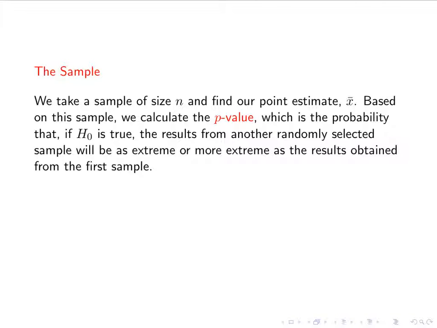Example. We take a sample of size n and find our point estimate x bar. Based on this sample, we calculate the p-value. The p-value is the probability that, assuming h0 is true, the results from another randomly selected sample will be as extreme or more extreme as the result obtained from the first sample. What we mean by as extreme or more extreme really depends on how we state the alternative hypothesis. But we'll talk more about that when we do an actual example.